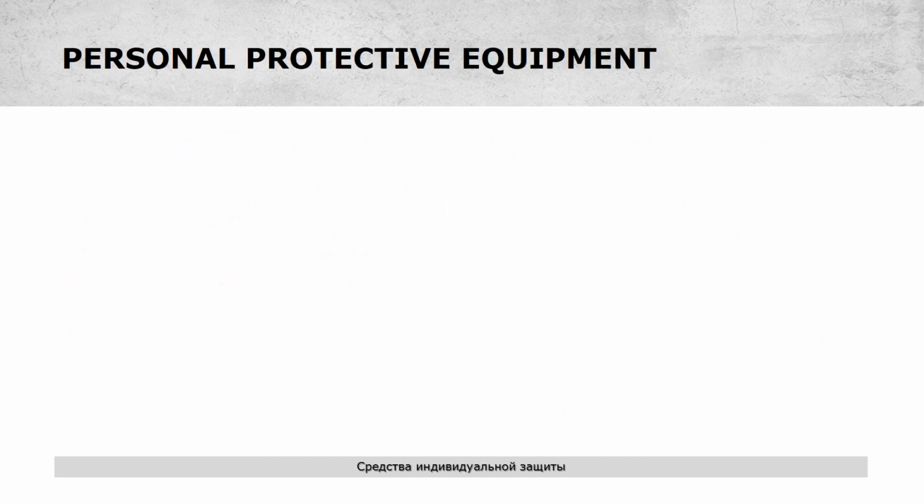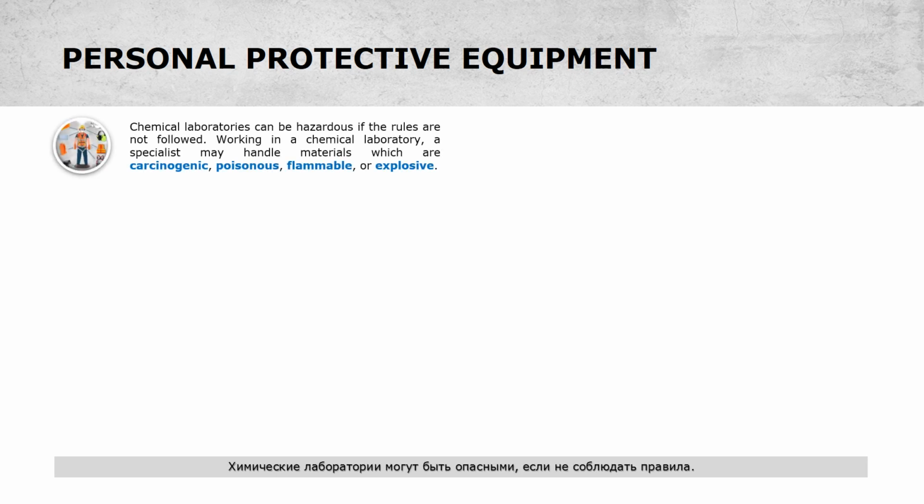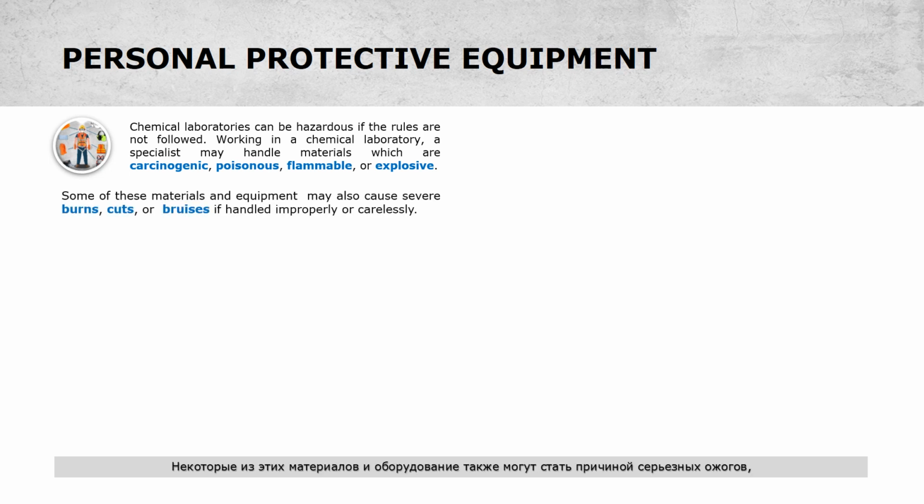Personal protective equipment. Chemical laboratories can be hazardous if the rules are not followed. Working in a chemical laboratory, a specialist may handle materials which are carcinogenic, poisonous, flammable, or explosive. Some of these materials and equipment may also cause severe burns, cuts, or bruises if handled improperly or carelessly.